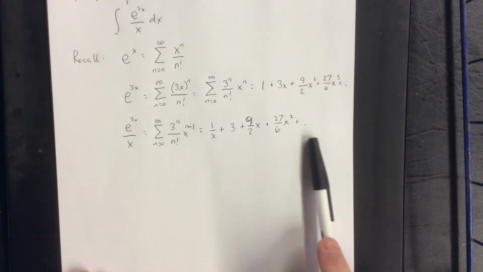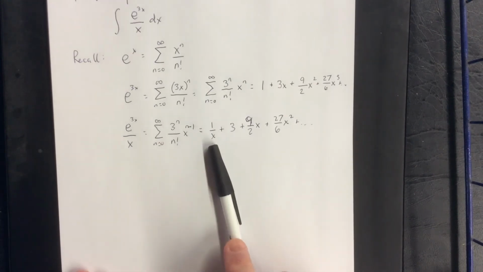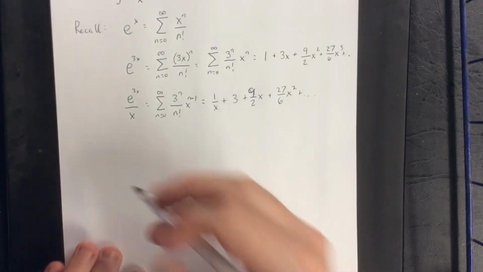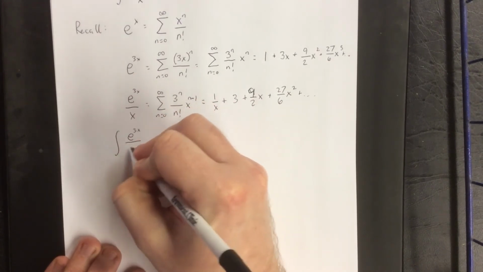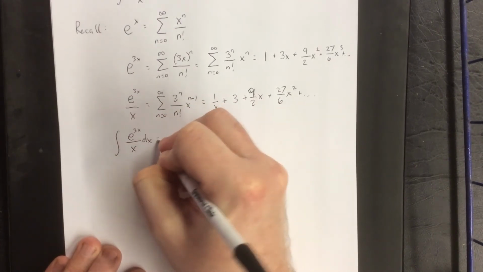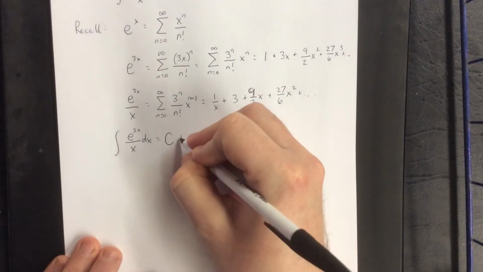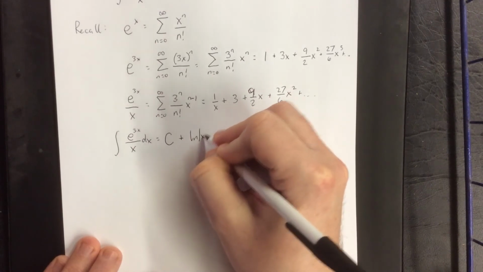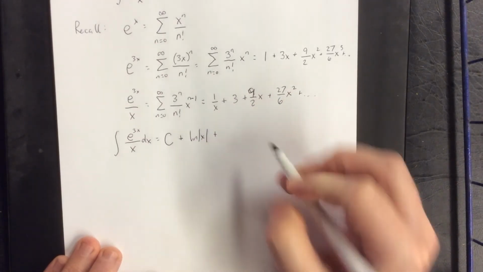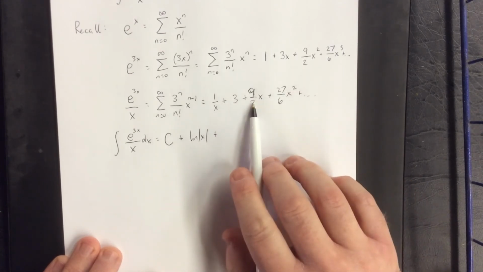Every single one of these terms can be integrated using the power rule except for the first term. So when we integrate, we're going to have to pop off that first term as something that's separate. So first off, constant of integration plus, this will become the natural log of x, or natural log of absolute value of x, plus, then we can integrate the rest of these terms according to the power rule.